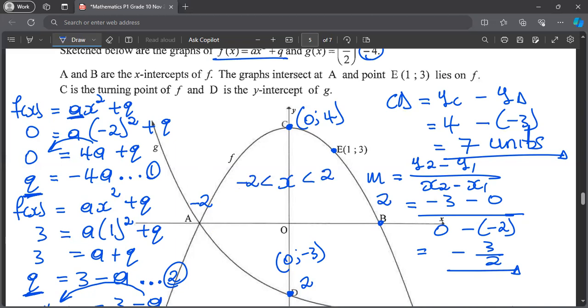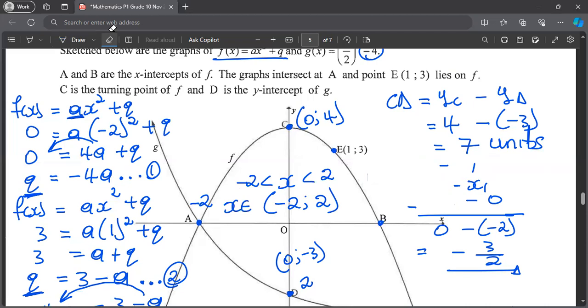So we don't include -2 and +2. Why? Because these are the x-intercepts, and at the x-intercepts, it's where the y values are 0. Do you see that? So you can write it in the inequality notation, or you can say it's all the values of x from -2 to 2. This is where the function is above the x-axis.